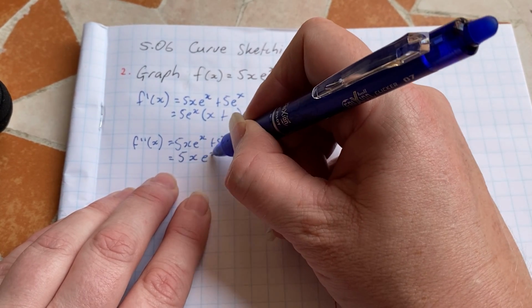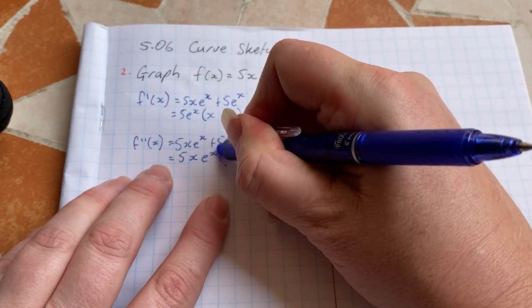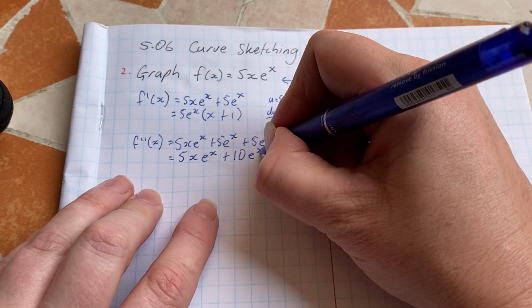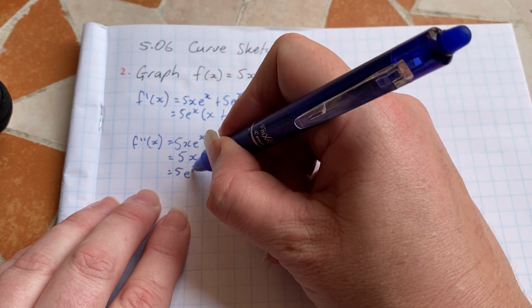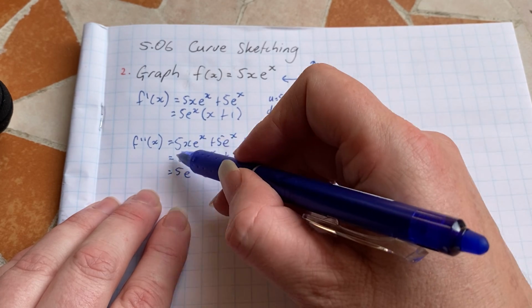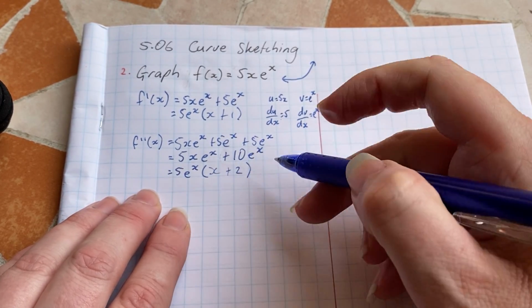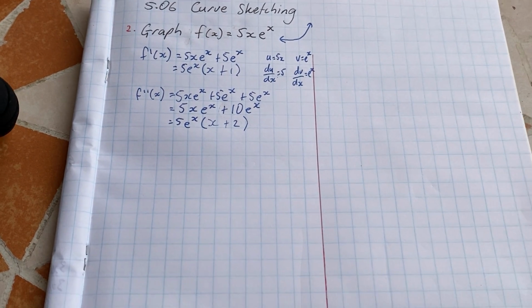So 5x e to the x, plus 10e to the x, and then factorize out 5e to the x. So 5e to the x. So here we've also got an x, and here we've got 2. Okay, so those are our first two derivatives.